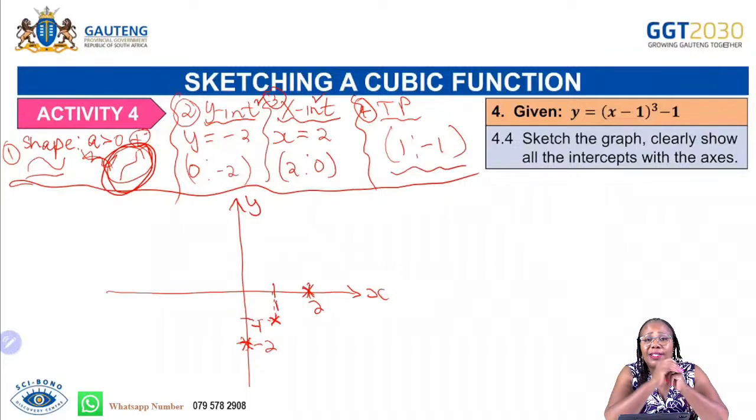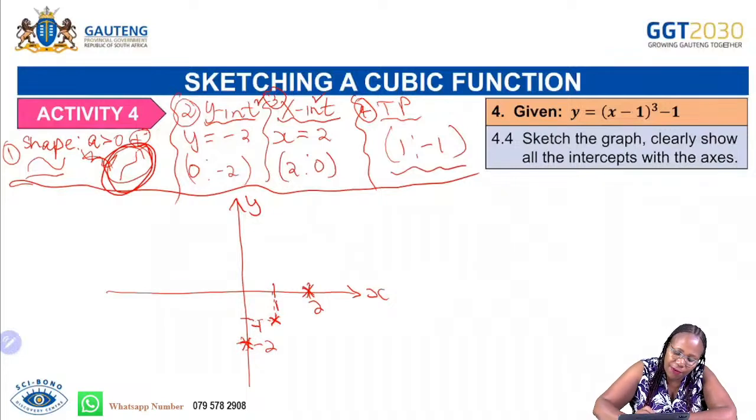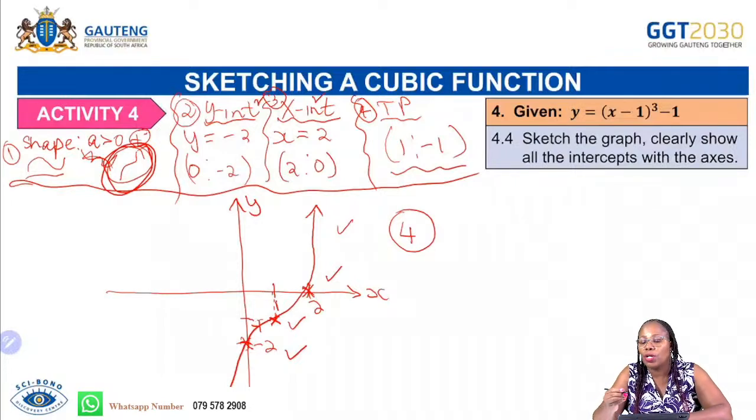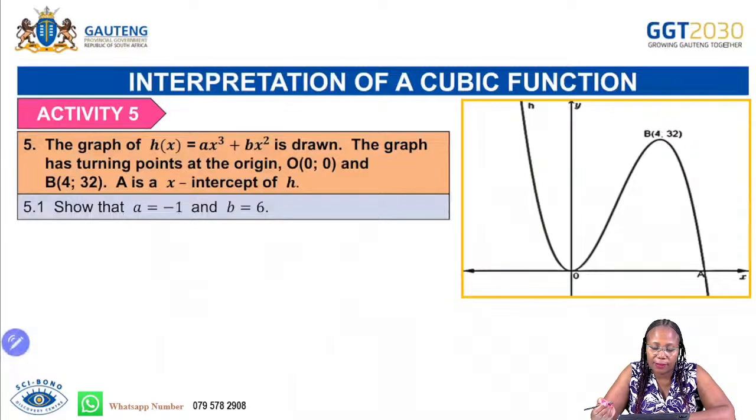Because most learners, they just draw a straight line. It is not a straight line, it's a cubic function. So it will be a cubic coming this way towards this, and it will turn there and go down like that. It's a smooth curve line. So 1 mark for the x-intercept, 1 mark for stationary, 1 mark for y-intercept, and the last mark for the shape. Therefore, sketching of this function, it is worth 4 marks.